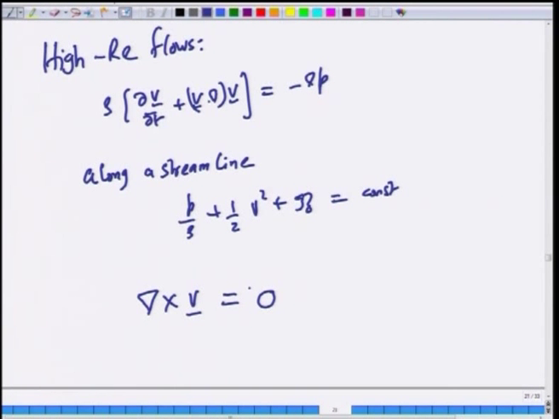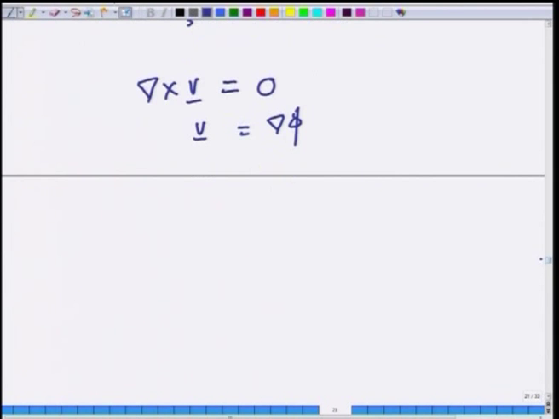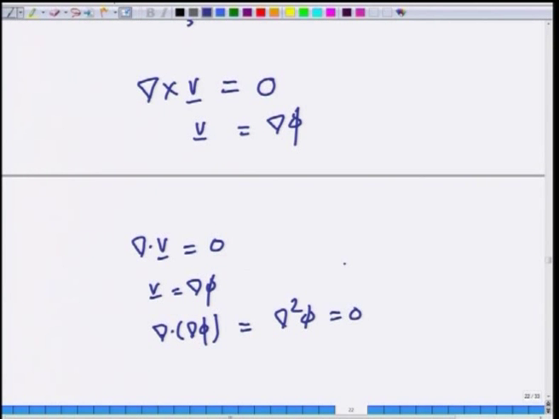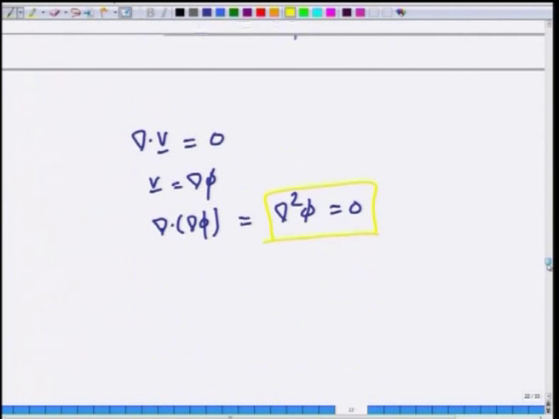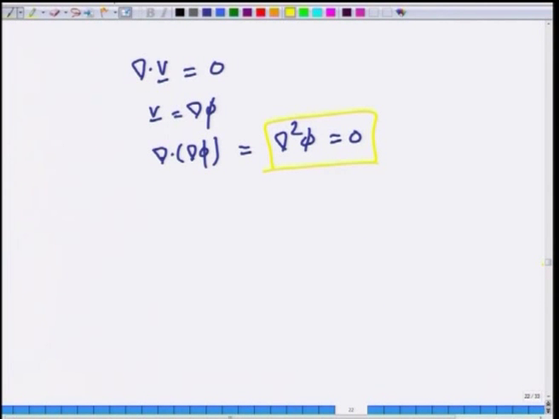Okay. So, this is the Bernoulli equation, and we also said that whenever you have fluid flow at high Reynolds numbers, except close to solid surfaces, the flow is irrotational, that is del cross V is 0. There is no vorticity, there is no rotation, then V can be written as gradient of a scalar function called the velocity potential. Okay. So, when you have del dot V is 0 and V is del phi, then you have del dot del phi is 0, which means del squared phi is 0. So, the velocity potential satisfies the Laplace equation.